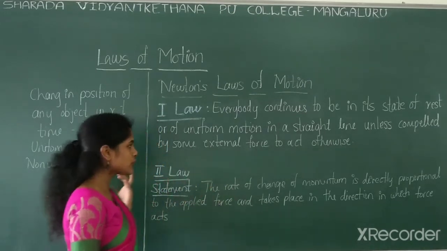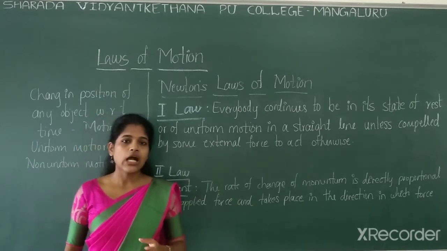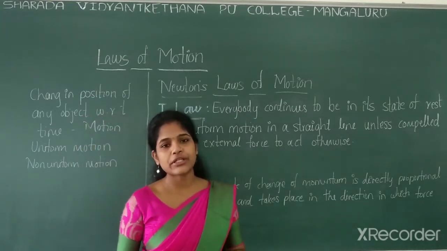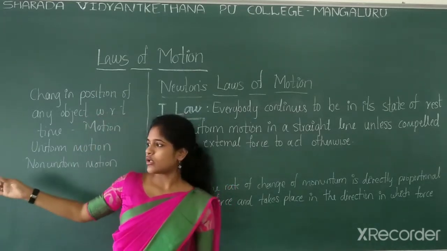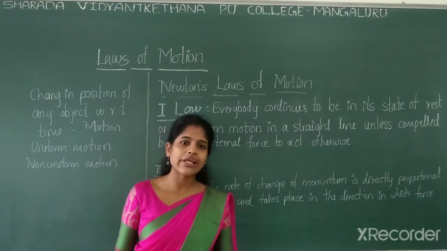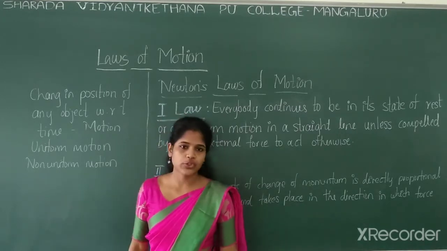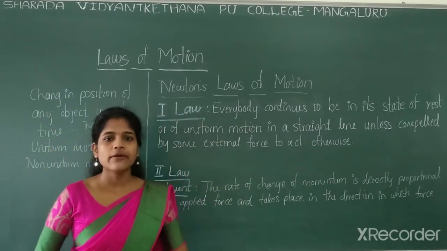Okay. So non-uniform motion, what is that? If an object covers unequal distance in equal intervals of time. Okay. So we will come across many examples of non-uniform motion in our daily life. Okay, so we can give any example for non-uniform motion. Okay, so this is about motion in physics.